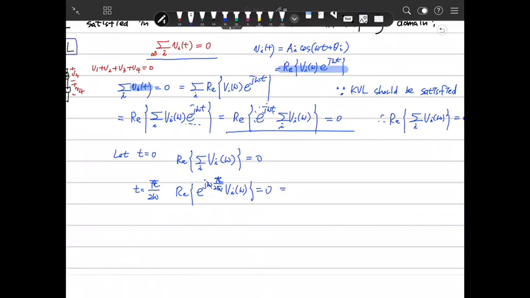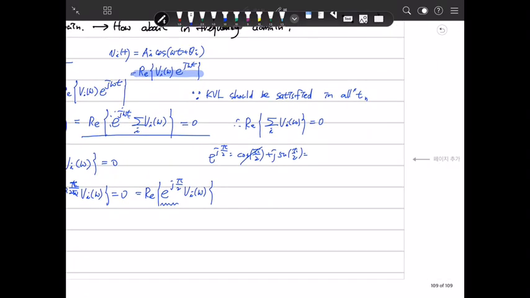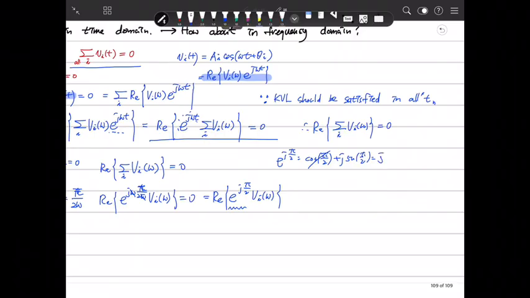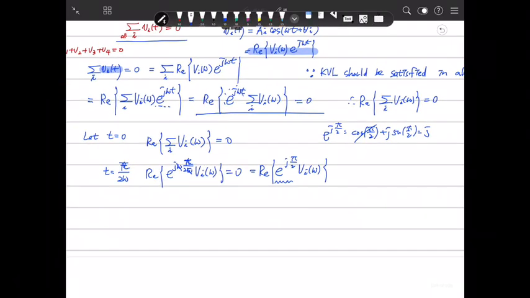Then let ωt be 2π. That will be the real part of e^{j2π} times Vi. Then what's that? It is e^{jπ/2}, a 90 degree shift. That is cosine plus j sine, where cosine is 0 and sine is 1. So that will be the same as j.